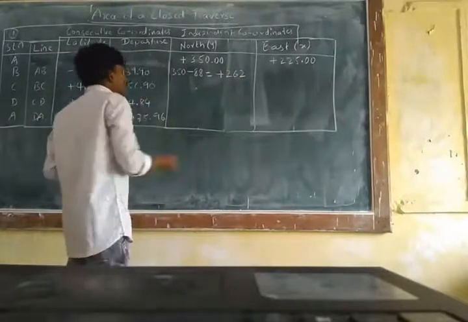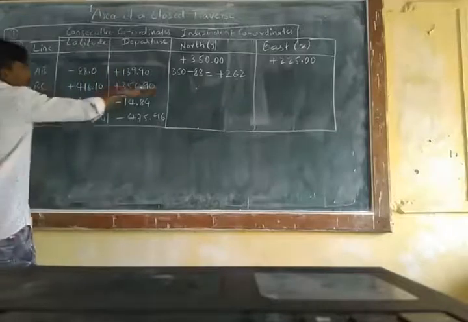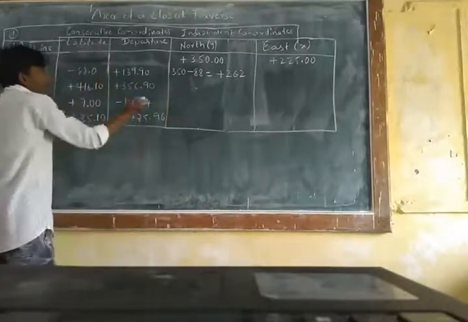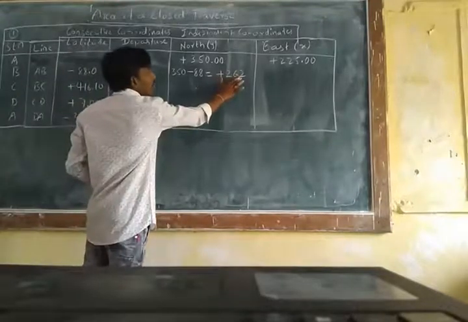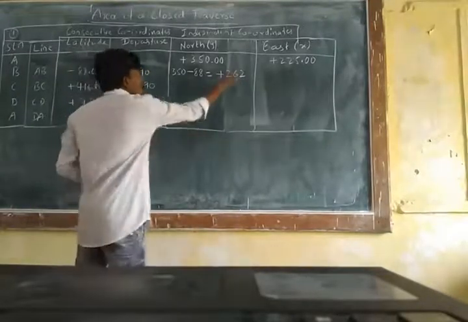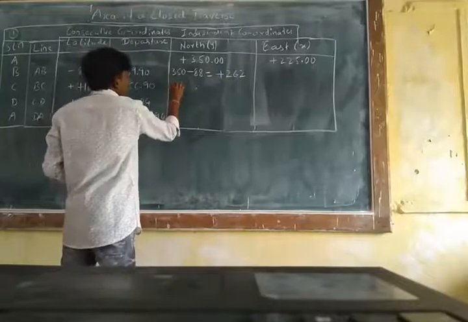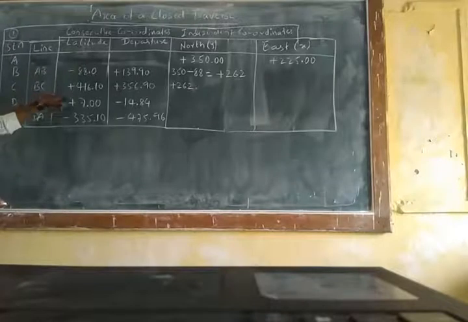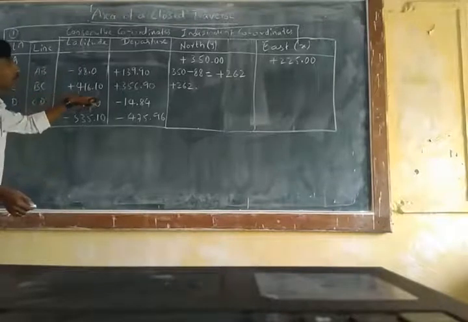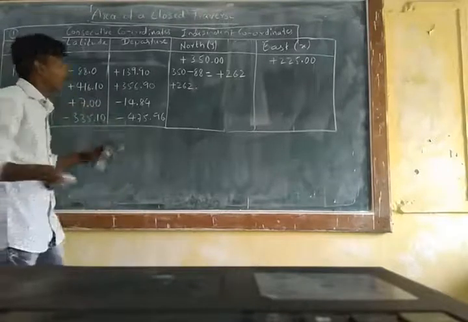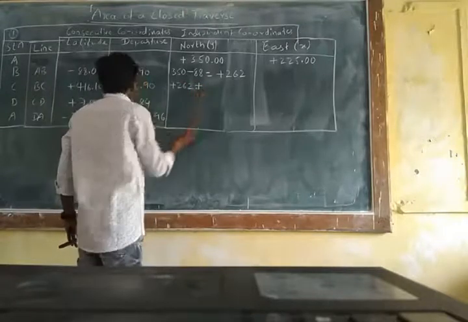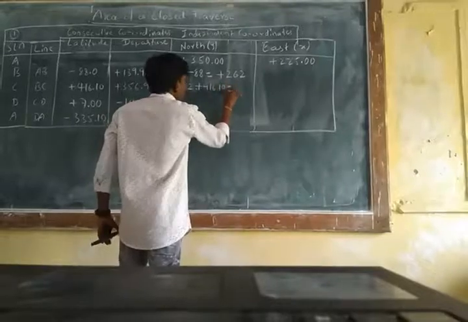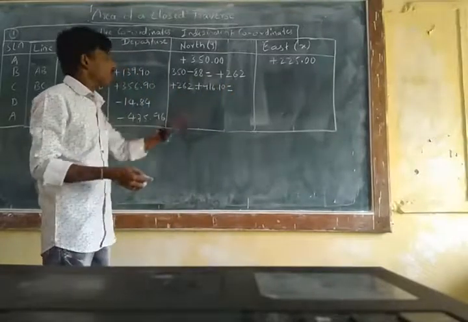Next, we must calculate line BC. To calculate for the next line BC, we have to consider 262. So write the 262 here, plus 262. Now look here, for the BC line the latitude is positive 416.10. So as it is, write plus 416.10. Now calculate this and write.